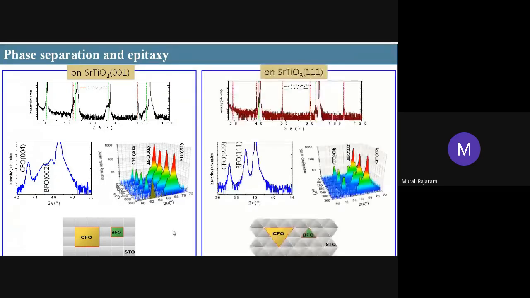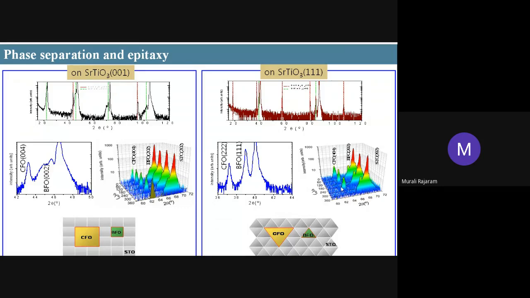If you change the orientation to 111 again, this is the substrate STO peak, and you can see there is only one BFO 111 and then the cobalt ferrite peak. So this again shows this is epitaxial. But if you see this phi-scan, the spinel phase is a little bit twisted.